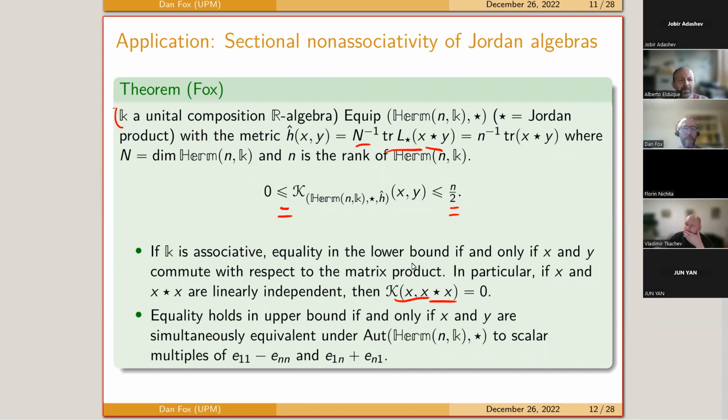You get equality in the upper bound if and only if X and Y are somehow equivalent to certain matrices. These are the standard matrix bases. And so actually this characterization of equality is already essentially present in the Chern-do Carmo-Kobayashi work. You just have to do a little bit of work to extend that to the cases of the quaternions and octonions.